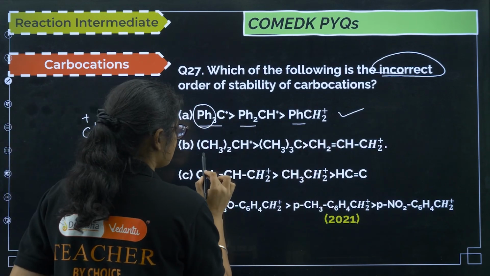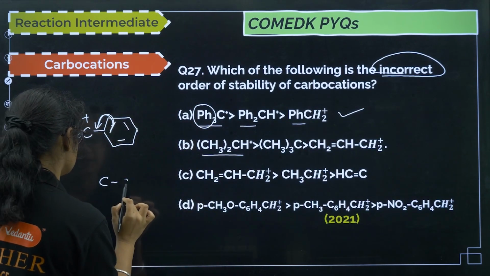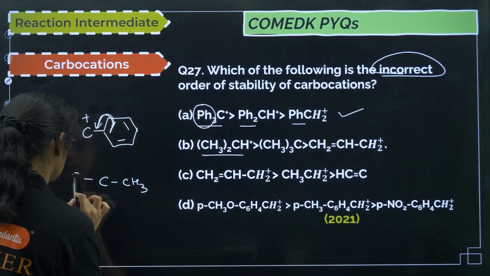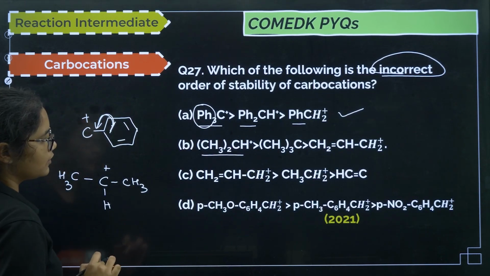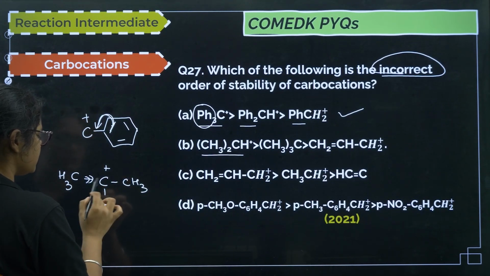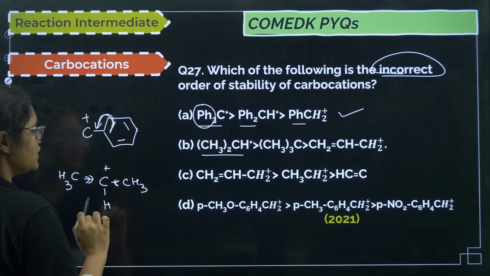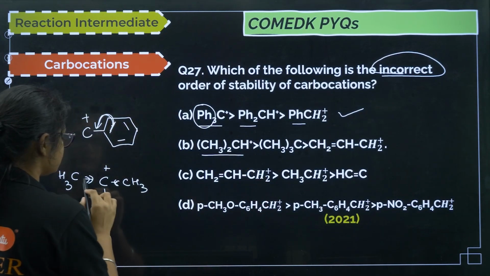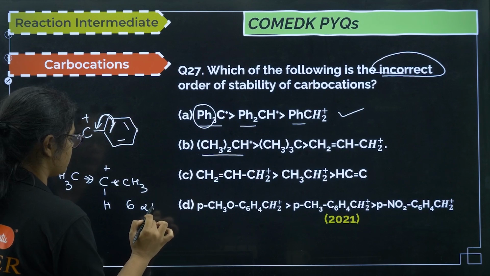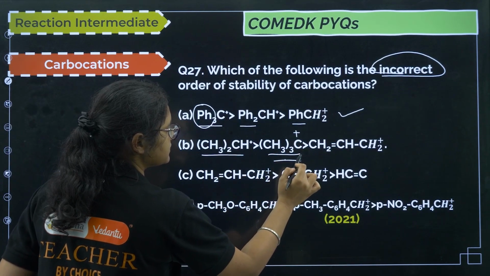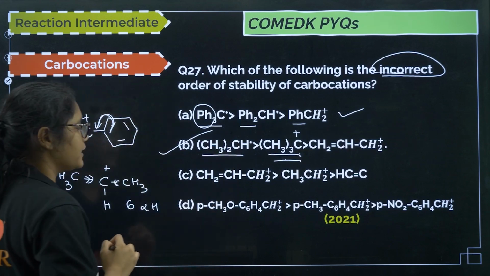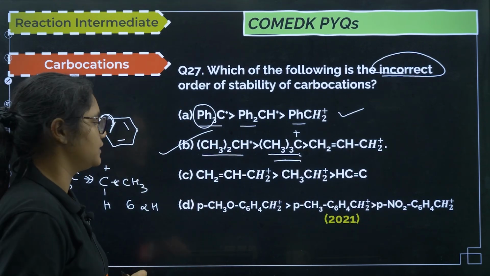Now if you see here, you have C, CH3, CH3 plus and H, okay? Now this one will donate electrons, this one will donate electrons, but here you can see there are a total of 6 alpha hydrogens, but this is having 9 alpha hydrogens, so this carbocation is more stable, so this order is wrong. So our correct answer is option number B here.